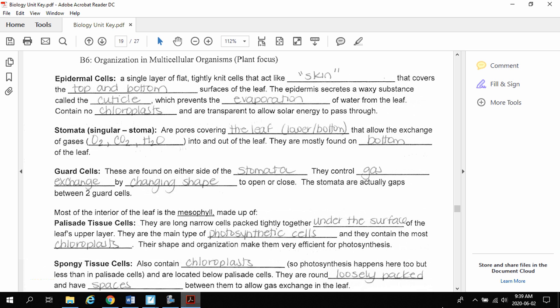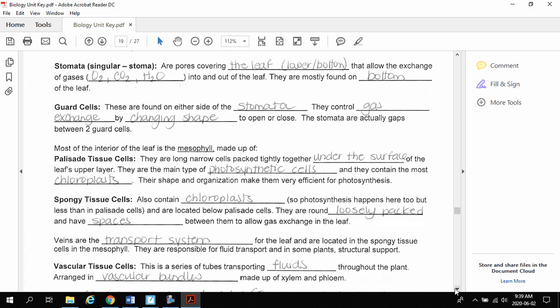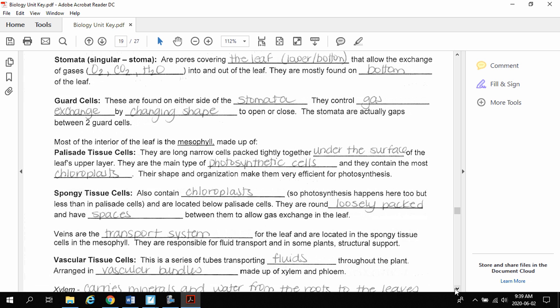So the spongy tissue cells, that's the layer beneath the yellow that I was just drawing. They also have chloroplasts. There's some photosynthesis here, not quite as much as in the layer above. They're loosely packed and have spaces between them to allow gas exchange in the leaf. While the palisade tissues were tightly packed and organized, with the spongy tissue cells, if you think of a sponge, there are spaces in between. Veins are the transport system for the leaf and are located in the spongy tissue cells in the mesophyll. They're responsible for fluid transport in some plants and for structural support.